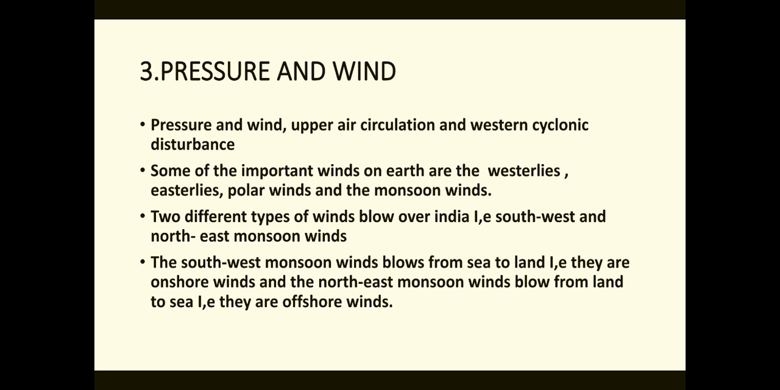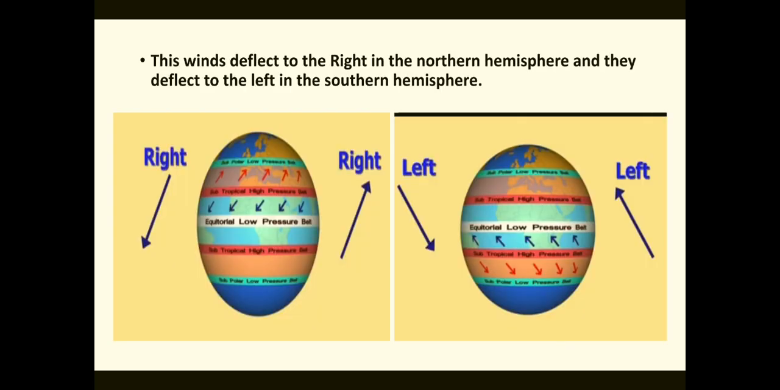Now, why do these winds deflect? These winds deflect to the right in the northern hemisphere, and to the left in the southern hemisphere. The reason behind that deflection is the Coriolis force. The Coriolis force is an apparent force caused by the rotation of the Earth. The Earth rotates from west to east at a speed of around 1600 kilometers. This Coriolis force is responsible for deflecting winds towards the right in the northern hemisphere and towards the left in the southern hemisphere. This is also known as Ferrel's law.